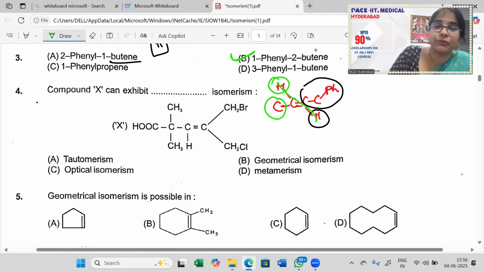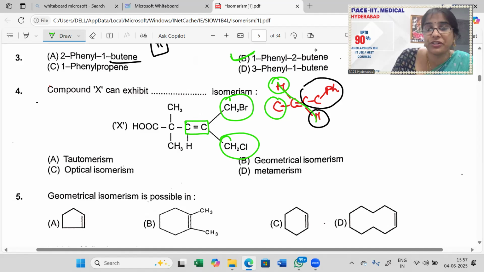Then question number 4, compound X can exhibit which kind of isomerism? Let us see where is my restricted site. Here is my restricted site, on which on the right side there are CH2Br and CH2Cl. Yes, two different groups.